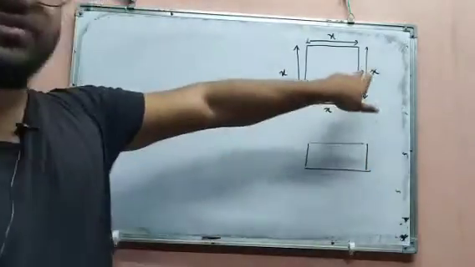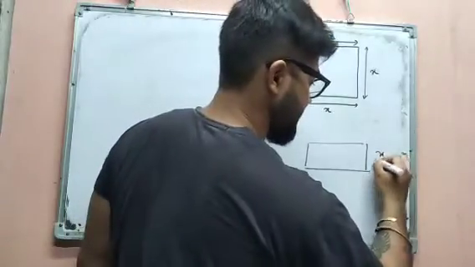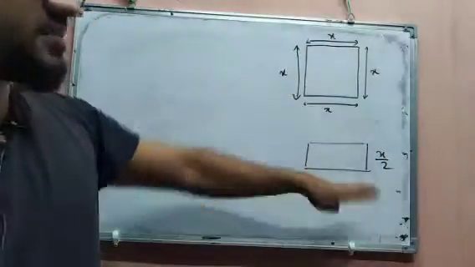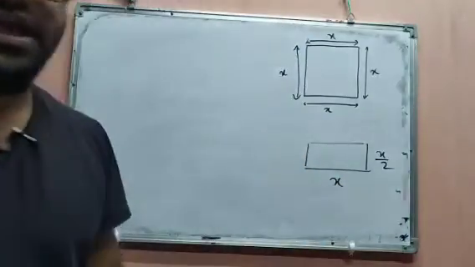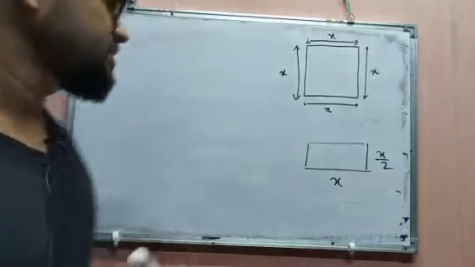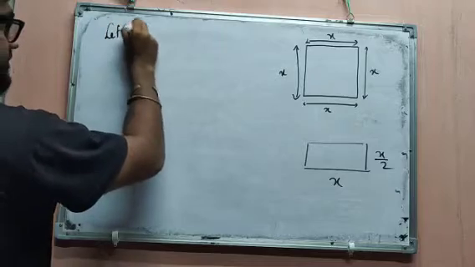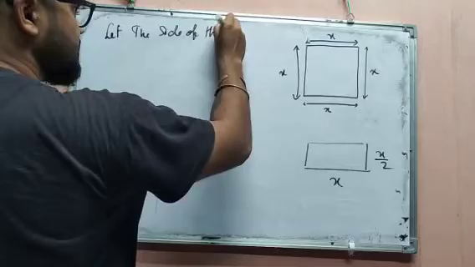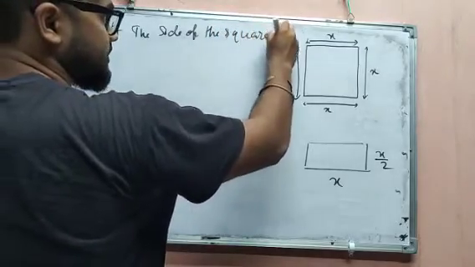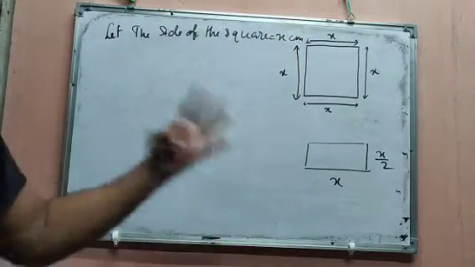When this is folded to half, earlier the breadth was x, now half of the x will become x by 2. But the length remains the same because it is not folded along the length. It is x. Now the new perimeter is given as 12 centimeter. So let the side of the square be x centimeter.